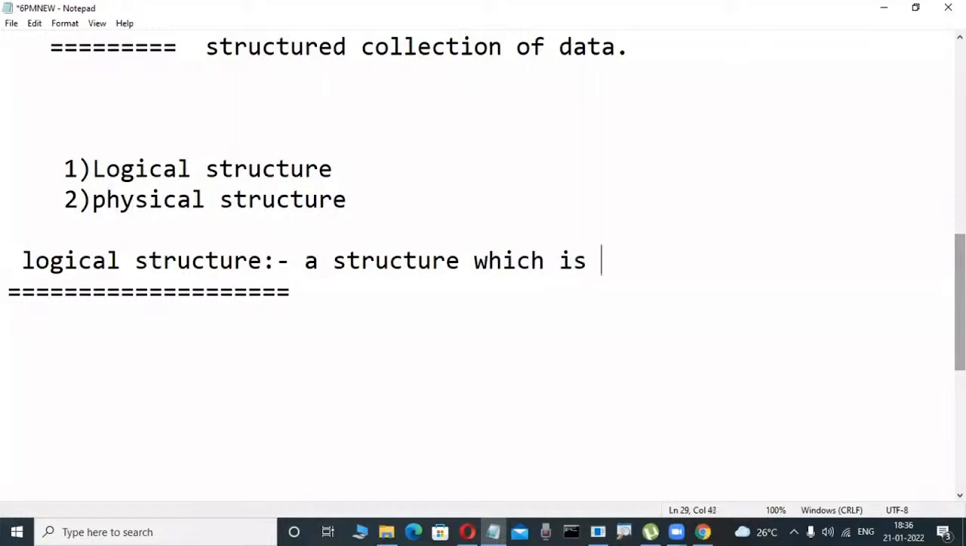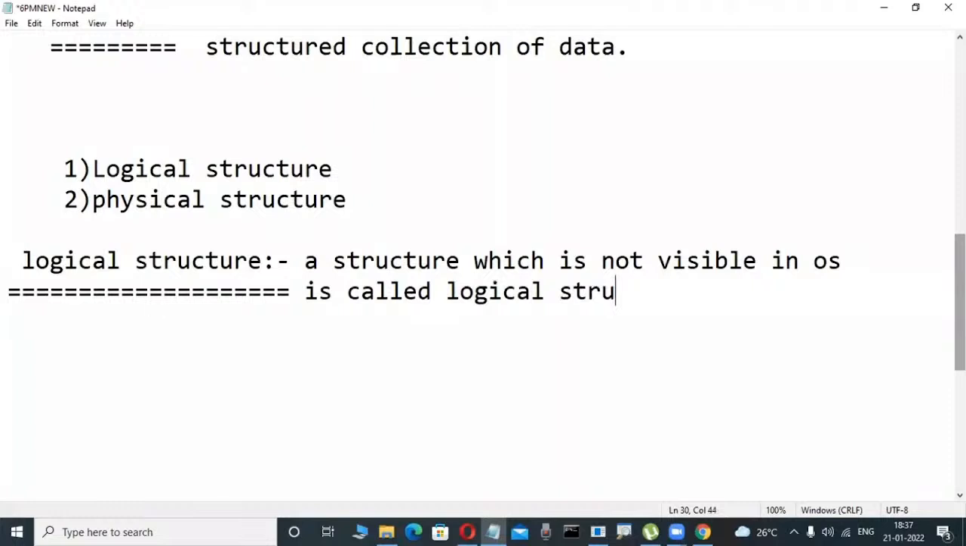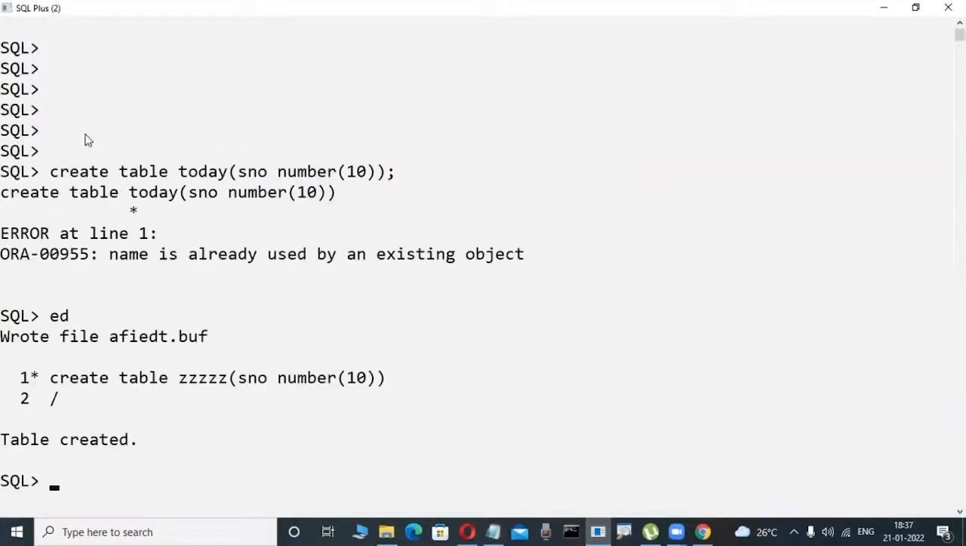A structure which is not visible in the operating system, in the OS, is called the logical structure of the database. That's why when you create a table, we are unable to view it in the C drive, D drive, like that. But where is it visible? Yes, in a database.